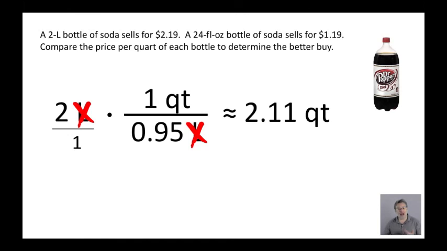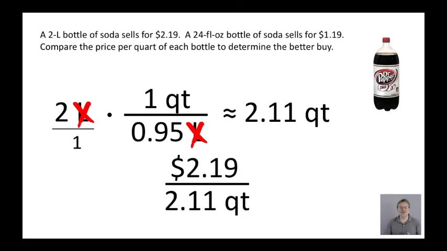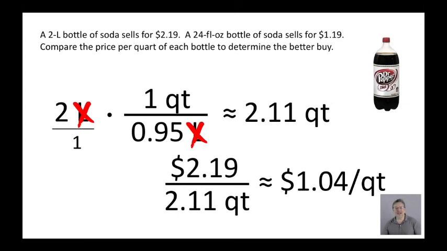And so how do I compute the price per quart of this 2-liter bottle? It says the 2-liter bottle of soda sells for $2.19. The 24 fluid ounce bottle sells for $1.19. Well, let's take a look at the 2-liter bottle. It's $2.19 for 2.11 quarts. How do we compute the price per quart? We divide one by the other to find out what our price per quart is. It's a little bit over $1 per quart. All right, so that's the 2-liter bottle.